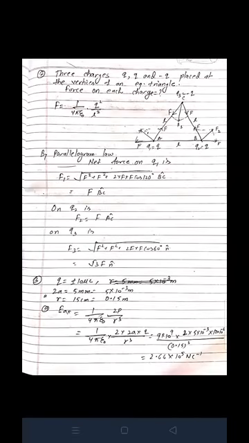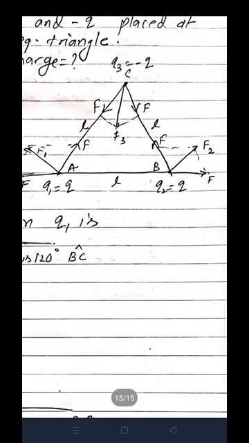On the next question, you can see the diagram over here. 3 charges are there, Q, Q and minus Q. You can see that the magnitude of all the charges are same, but the first 2 charges are positive and the last charge is negative. They are placed at the vertices of an equilateral triangle. Find the force on each charge. So basically you need to find the force on each charge. How are you going to find it? First let's go for the diagram only.